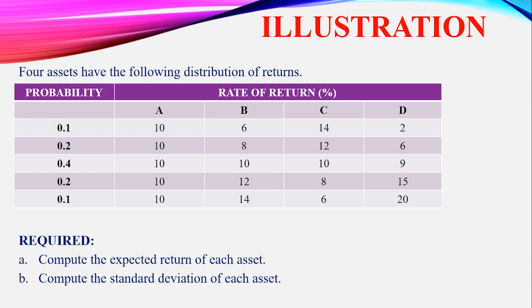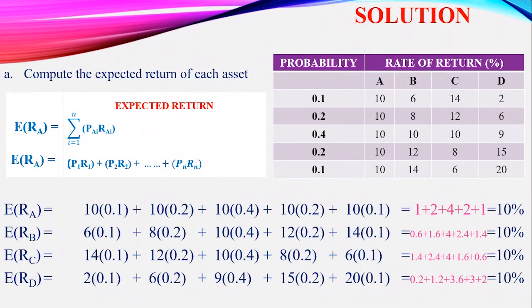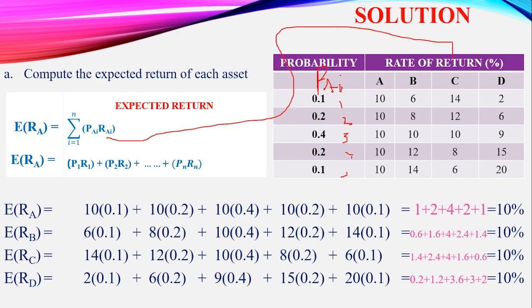So let's look at the solution of this particular question. Let's start with part A. Part A says compute the expected return of each asset. And we said that the expected return of asset A is given by the sum from I equals 1 all the way to n of PAI RAI. Now here, what does it represent? PAI, whereby I can be 1, 2, 3, 4 all the way to 5. Then RAI here represents what? The return at that particular state, which is given in this particular case.